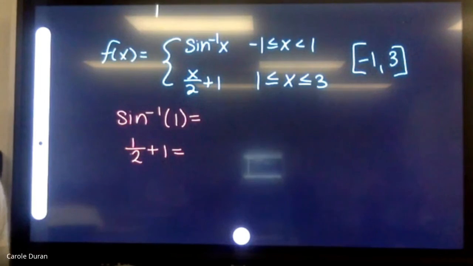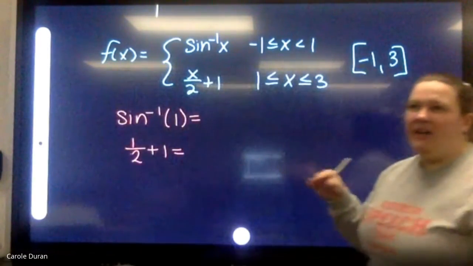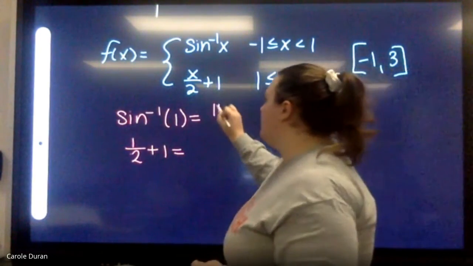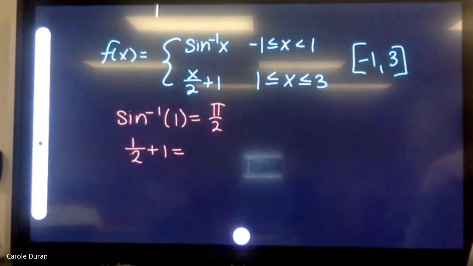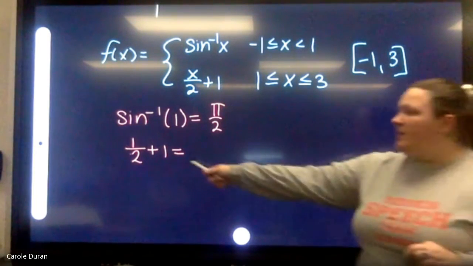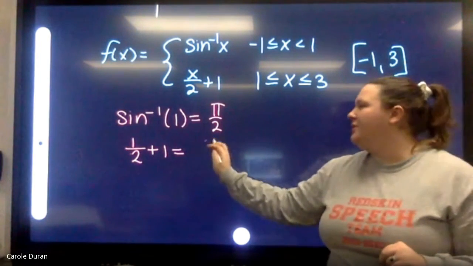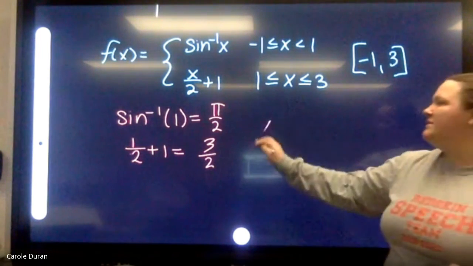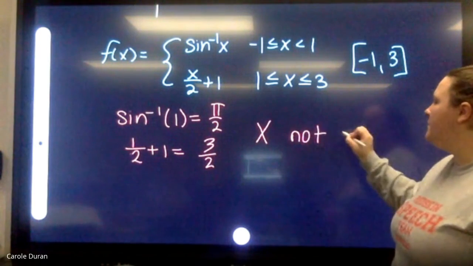Sine inverse of 1 means I need to know the angle that gives me a y value of 1. If you know your unit circle, which hopefully is somewhere in your brain, pi over 2 is going to be the angle, or 90 degrees, depending on how you wanted to look at it. When I plug 1 into this one, 1/2 plus 1 is what? 3/2, or 1.5. Are those two the same thing? No. So it is not continuous at x equals 1, so mean value theorem does not apply.